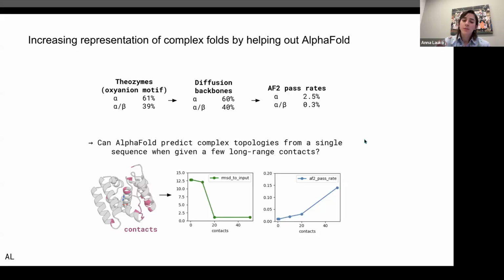So AlphaFold, even without any information, is not that far from predicting our structure. It just needs a little bit of help. And so we thought we could maybe use this to get a little bit better of a pass rate for these more difficult topologies. We didn't want to give the entire structure to AlphaFold because that's kind of cheating, but we still wanted to preserve some of the filtering power of AlphaFold by giving it just a few contacts so that we would get a passing rate that we could work with.